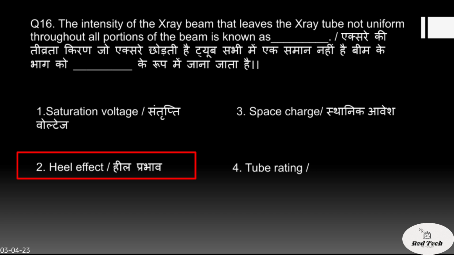As you know, in the Heel effect the beam is not uniform in the particular portion. So on the cathode side the intensity of the X-ray beam is higher than at the anode. Watch the first year model test paper for a detailed video. So the right answer is option number 2, the Heel effect.